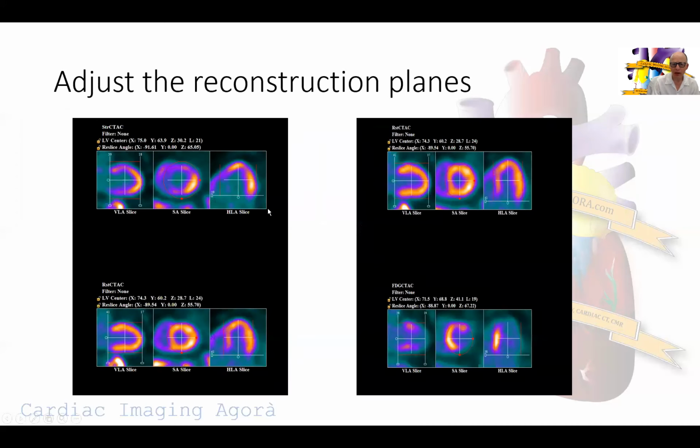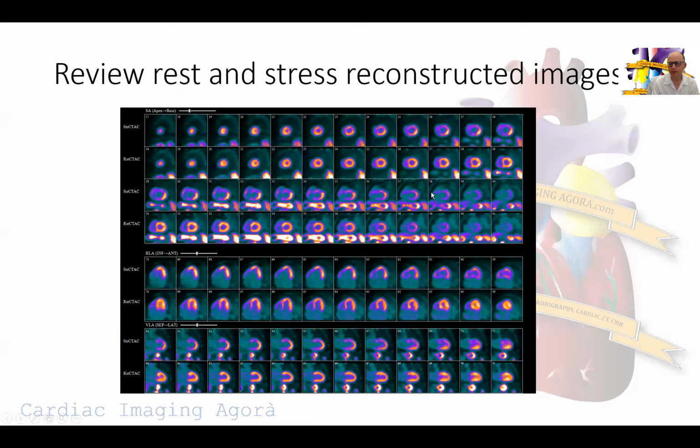We move next to the reconstruction planes, rest and stress, rest on the bottom, stress on top. Again, you can see here beautifully the software detecting, at least on the perfusion images, the reconstruction plane. We don't have to do much here. And then once you have FDG images, you also have to point the system to the FDG images here. So the FDG is on the bottom right here, and the rest images are on top right here.